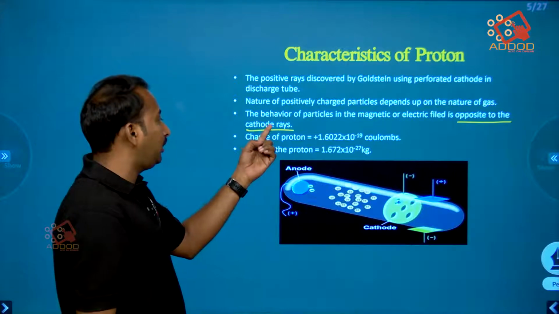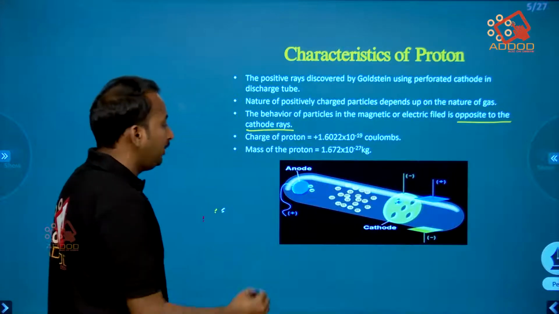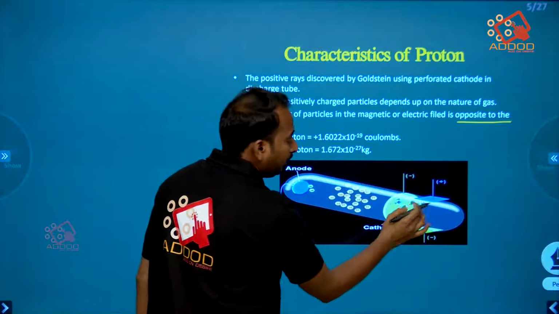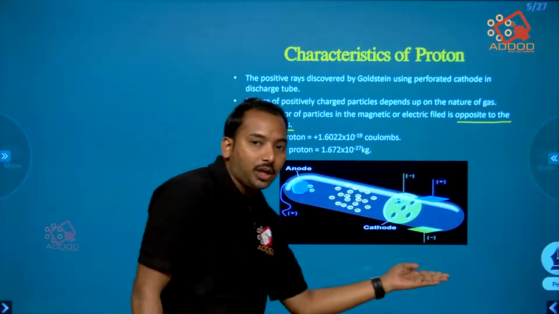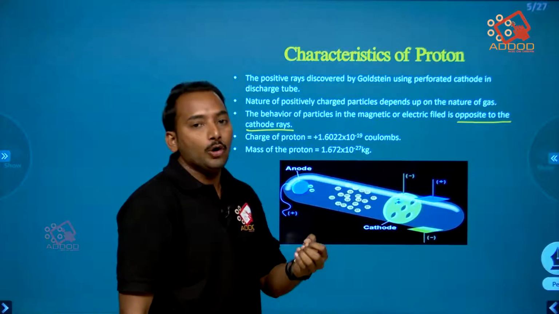In the presence of an electric field, these positive rays, these particles, move towards the cathode side, so they carry positive charge.